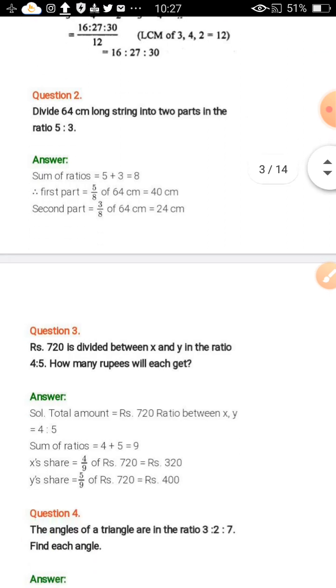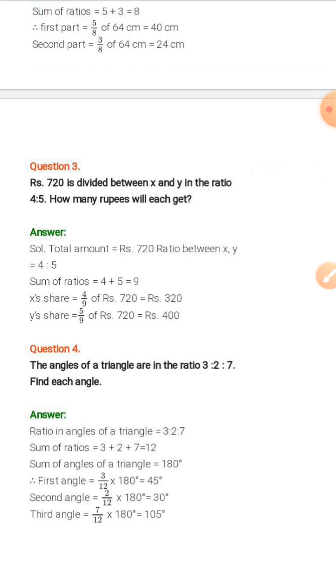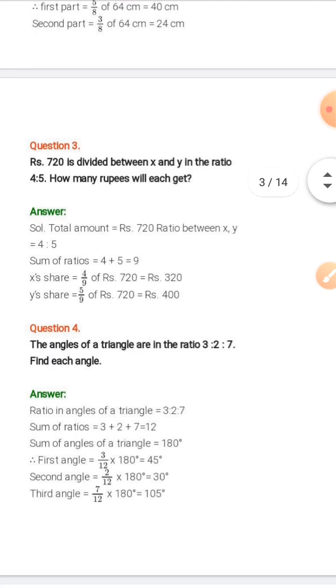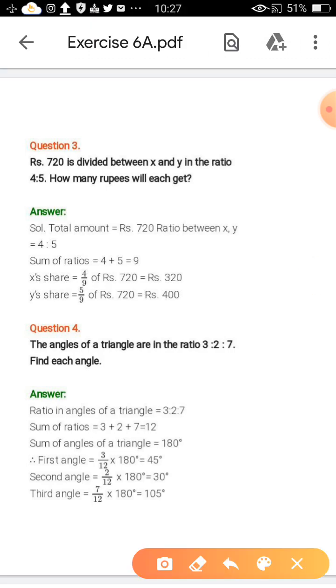Now we will see the next problem. 720 is divided between x and y in the ratio 4:5. How many rupees will each get? Okay. Now solution. Total amount. What is the total amount? 720 is the total amount, and the ratio between x and y is 4:5.